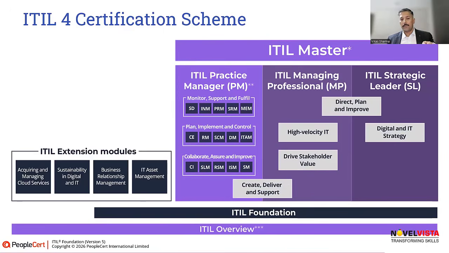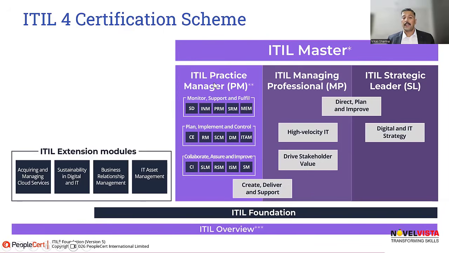Now in ITIL 4, you already know we had a foundation level. After the foundation level, there were a few extension modules. Now there were 4 extension modules which are not there in ITIL version 5. Apart from that, there were 3 streams, and these are designations. In fact, you have the ITIL practice manager designation, the ITIL managing professional designation, the ITIL strategic leader designation, and the ITIL master designation. So there are 4 designations. After foundation, how to get these designations? Now that was in ITIL 4.